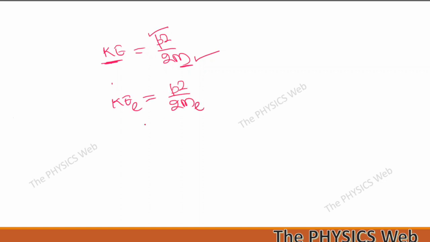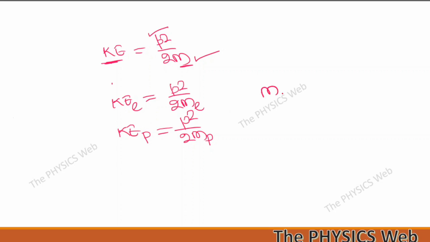Now we can define the kinetic energy, which is given by p square by 2m. So kinetic energy depends on momentum and mass of the particle. According to the question, momentum is equal, so kinetic energy will depend on their mass only. So kinetic energy of electron will be p square by 2 into mass of electron, and kinetic energy of proton will be p square by 2 into mass of proton.